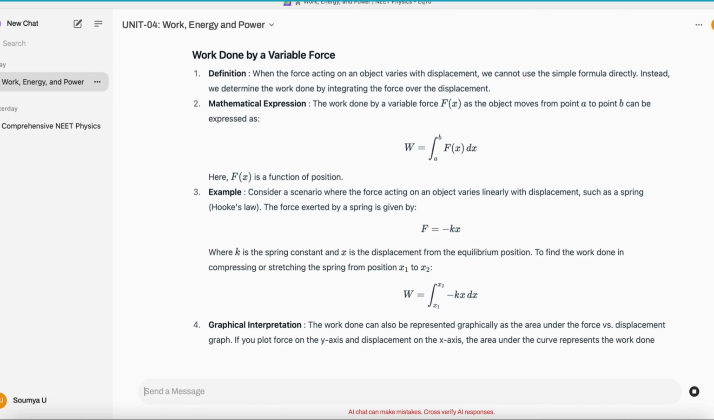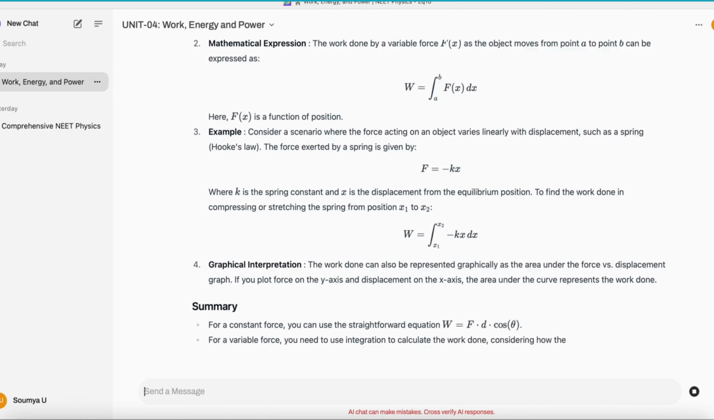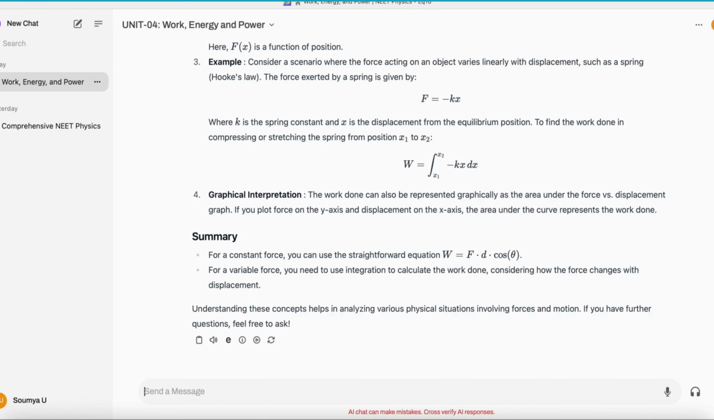3. Example: consider a scenario where the force acting on an object varies linearly with displacement, such as a spring, Hooke's law. The force exerted by a spring is given by F equals minus kx, where k is the spring constant and x is the displacement from the equilibrium position. To find the work done in compressing or stretching the spring from position x1 to x2 as seen in below formula.